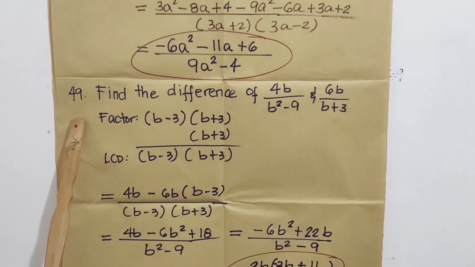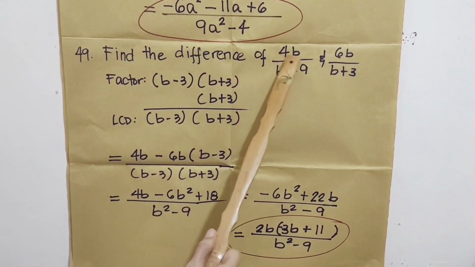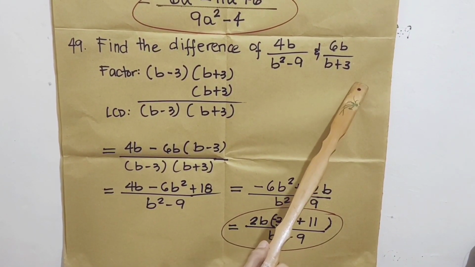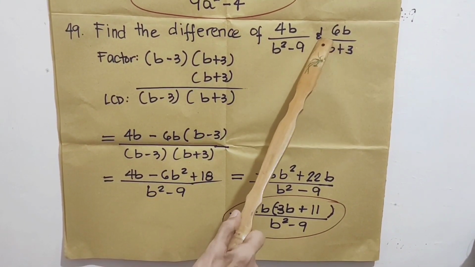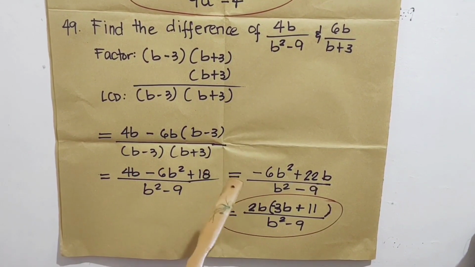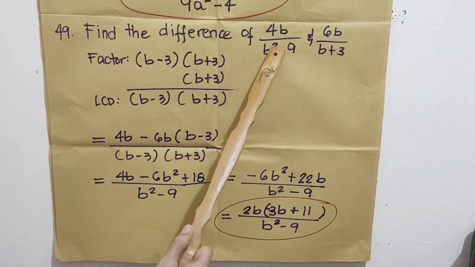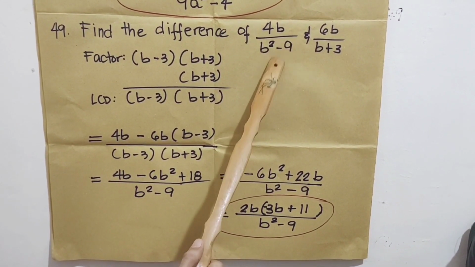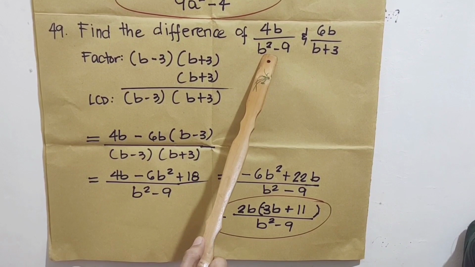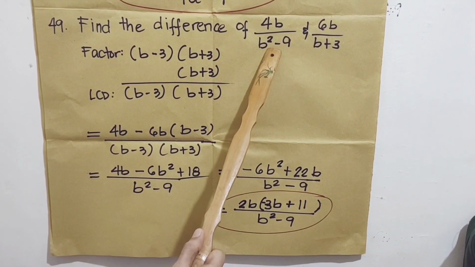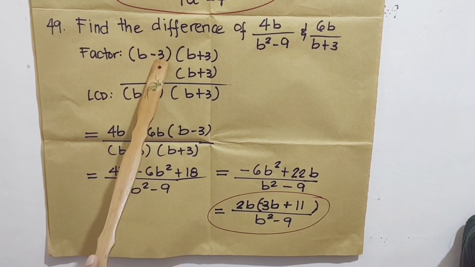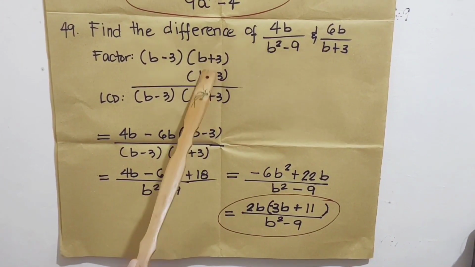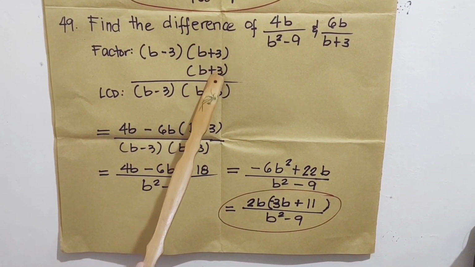Next, number 49. Find the difference of 4b over b squared minus 9 and 6b over b plus 3. Difference means subtraction, so we will change this into the subtraction symbol here. But our denominator, b squared minus 9, is complicated, so what we're going to do is first find the factors of this denominator. The factors of this are b minus 3 and b plus 3. And copy this b plus 3, aligned with the same binomial.